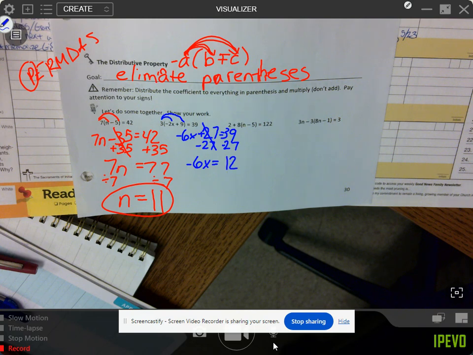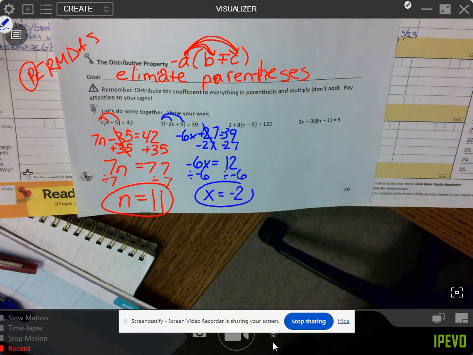What's my next step, Claire? Then you have to divide by negative 6. Both sides divide by negative 6. Negative 6 divided by negative 6 leaves me with a positive x. What is 12 divided by negative 6?